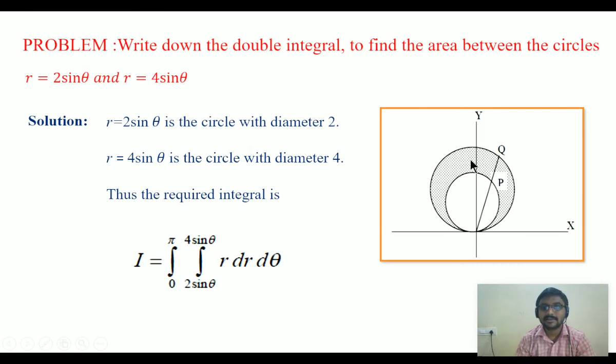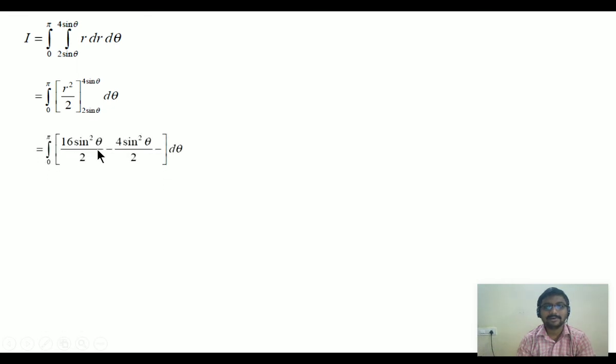So for this closed region, r moves from 2 sin theta to 4 sin theta and theta moves from 0 to pi. Now we have to evaluate this double integration first with respect to r. What is the integration for r? r square by 2. Substituting the upper limit as 4 sin theta and the lower limit as 2 sin theta.